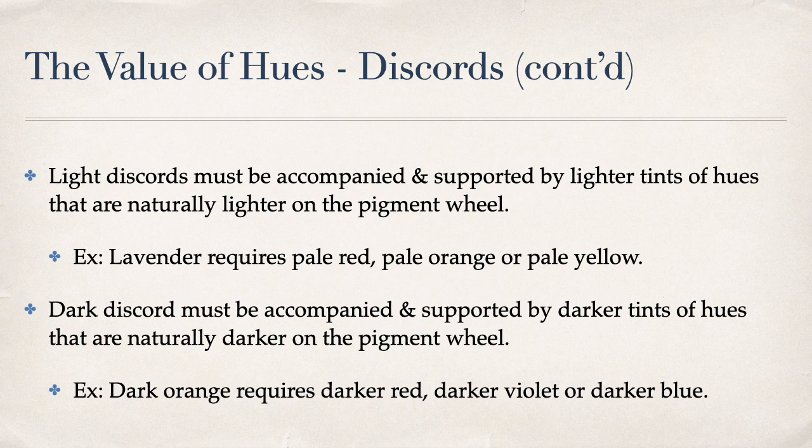Light discords must be accompanied and supported by lighter tints of hues that are naturally lighter on the pigment wheel. An example would be lavender, which requires a pale red, pale orange, or pale yellow. Dark discords must be accompanied and supported by darker tints of hues that are naturally darker on the pigment wheel. Another example would be a dark orange, which requires a darker red, a darker violet, or a darker blue.